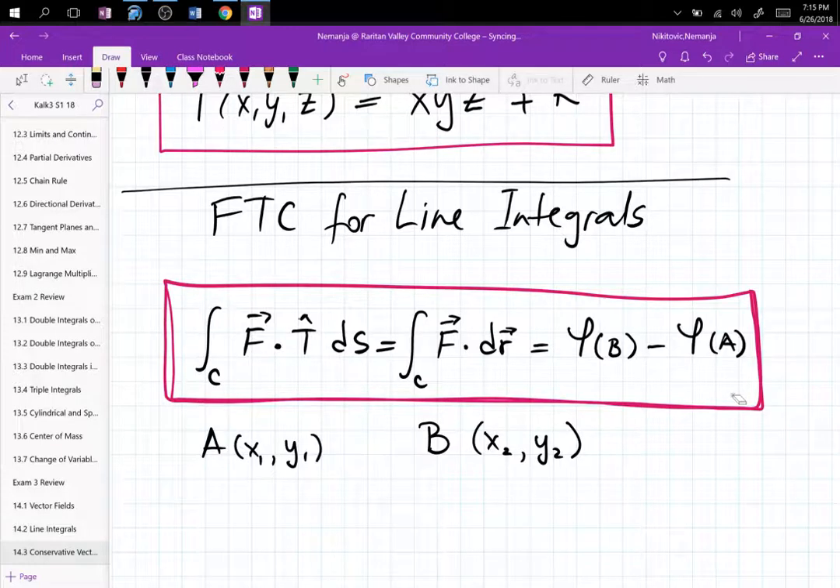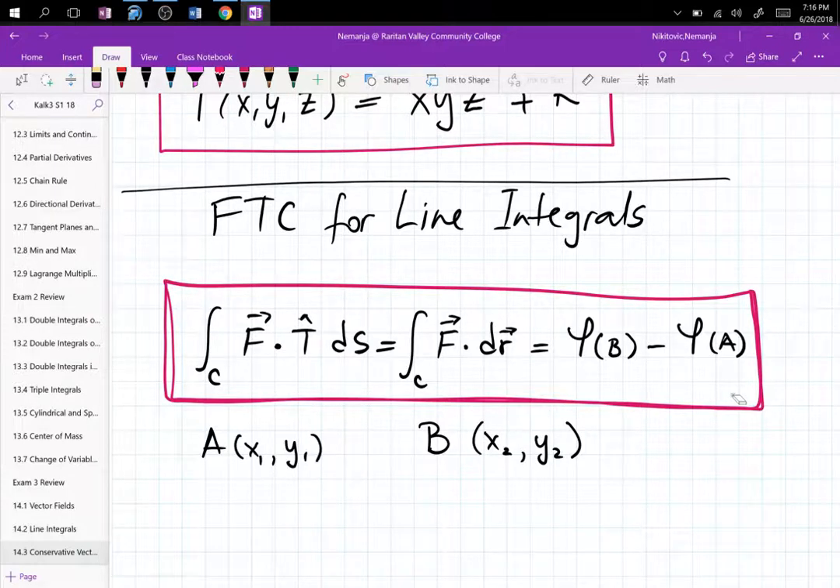For a test question, are you going to ask us to come up with the phi equations and then plug in points, or is it going to just be given? So if the phi equation is given, and you have the vector field.